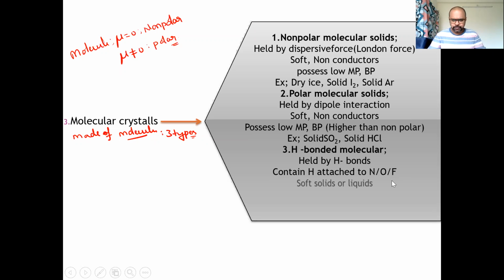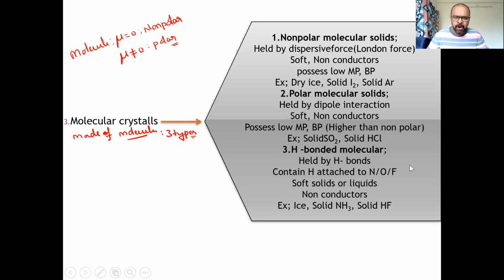They are held by hydrogen bonds and contain hydrogen attached to nitrogen or oxygen or fluorine. That's important. They are soft, and their liquids can be solids under normal conditions. They are non-conductors, that's common. Ice, simply, is water as a solid. So solid ammonia, solid HF.